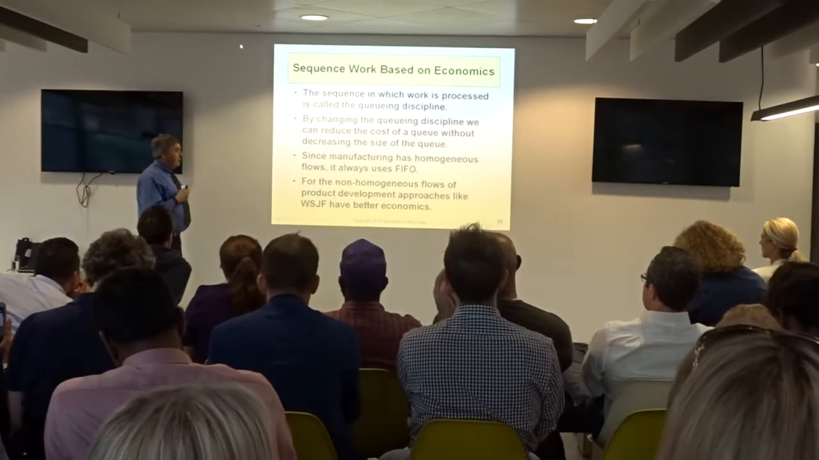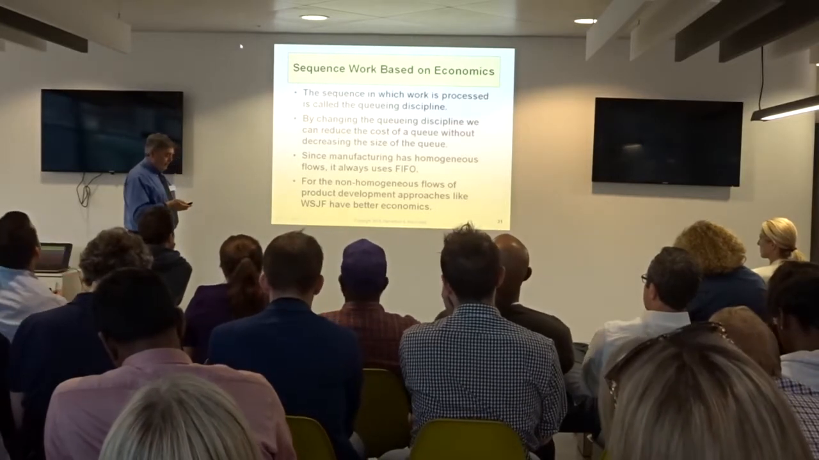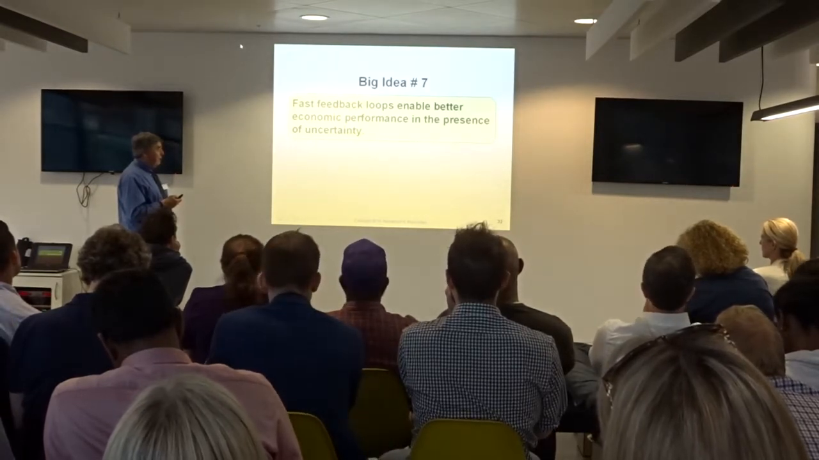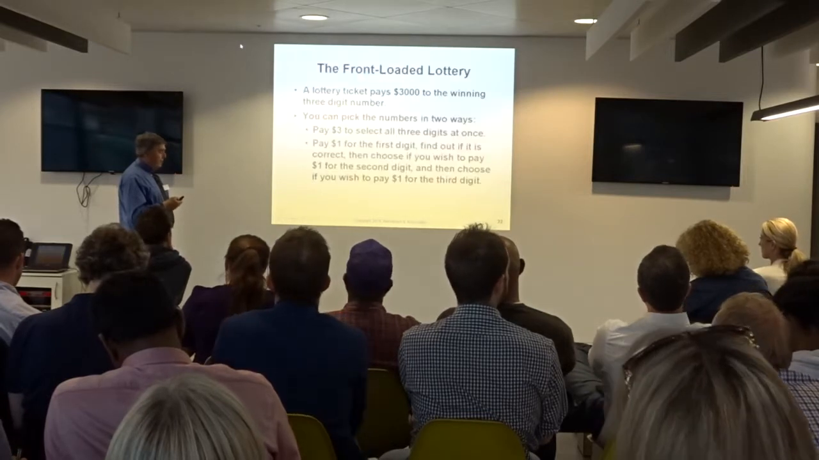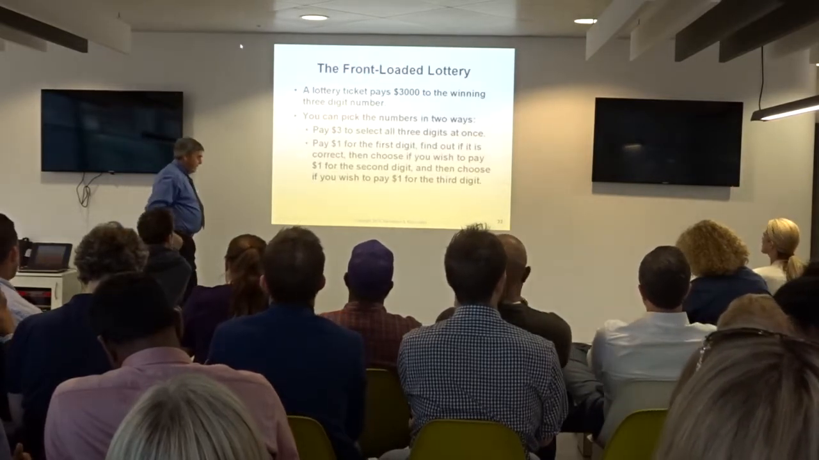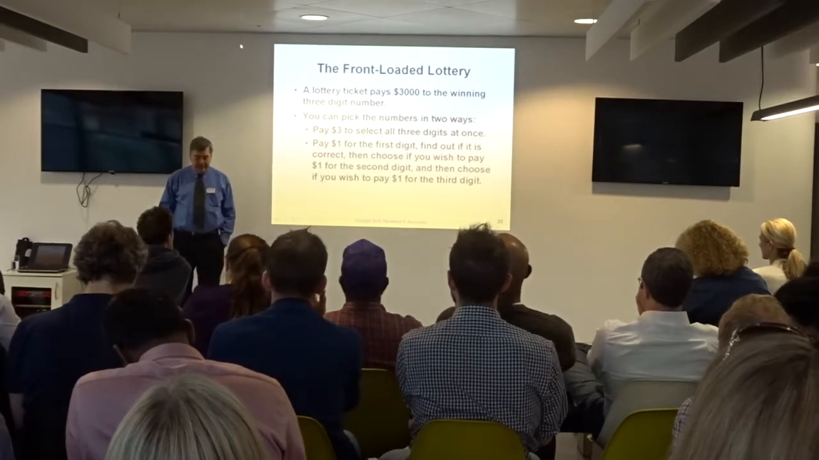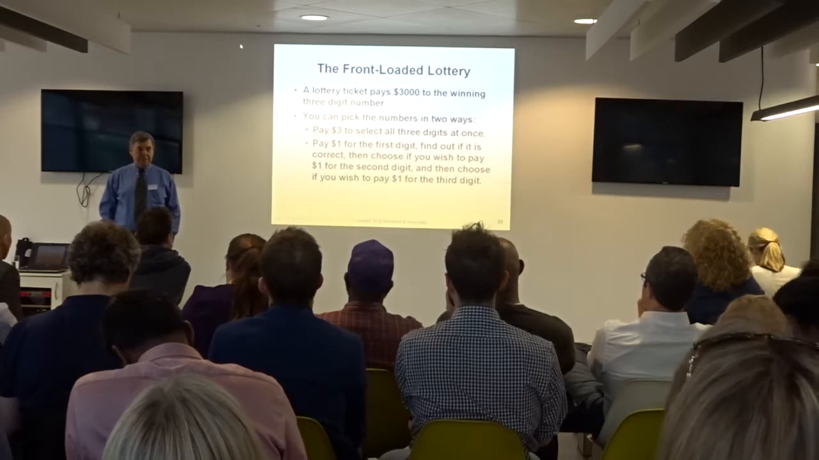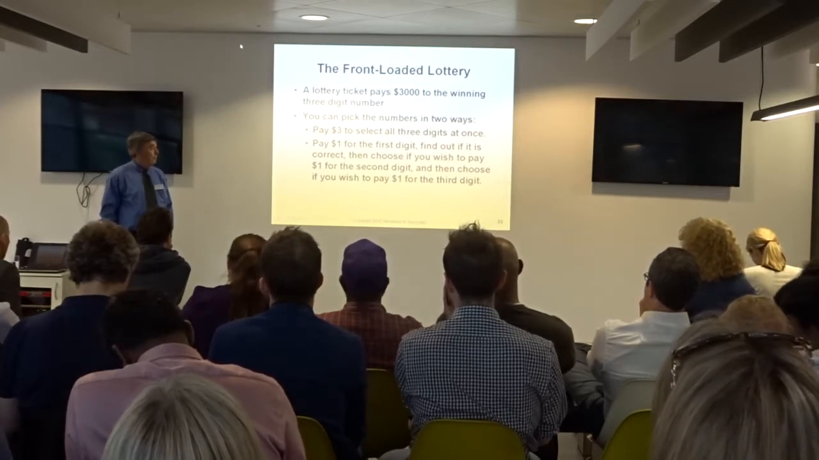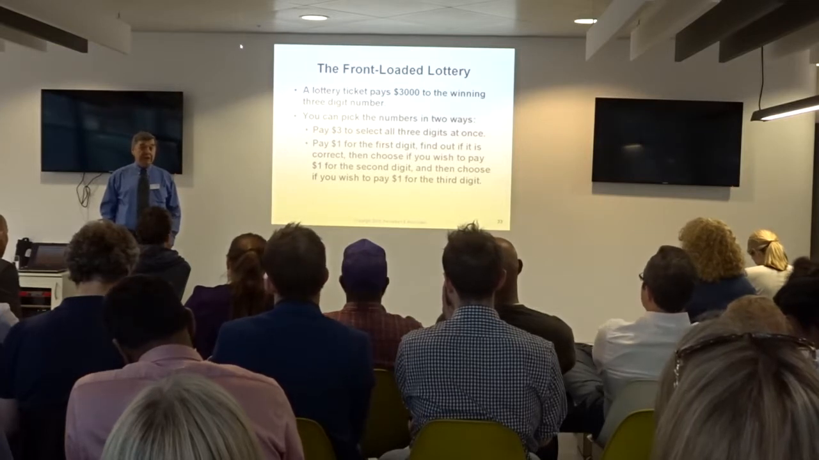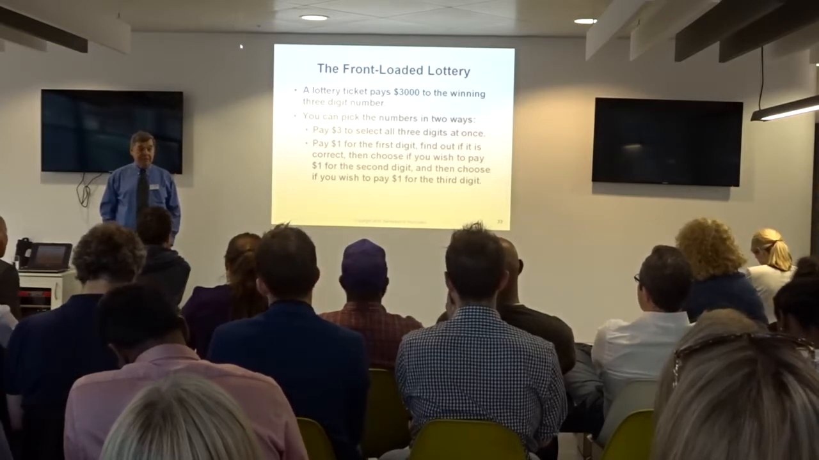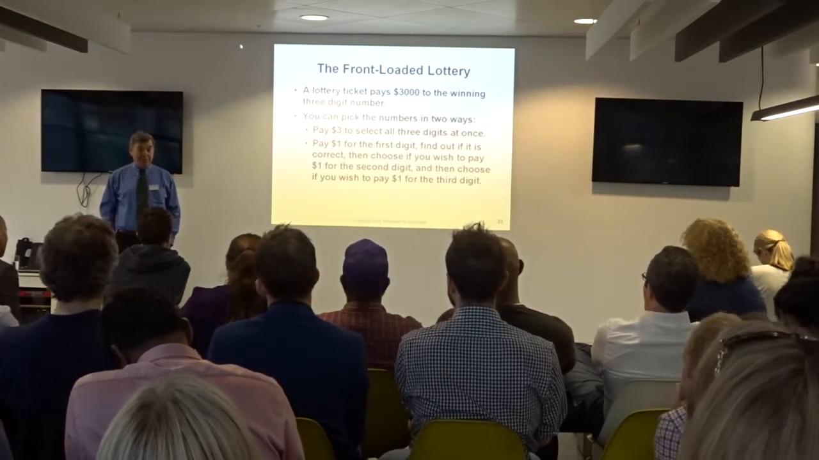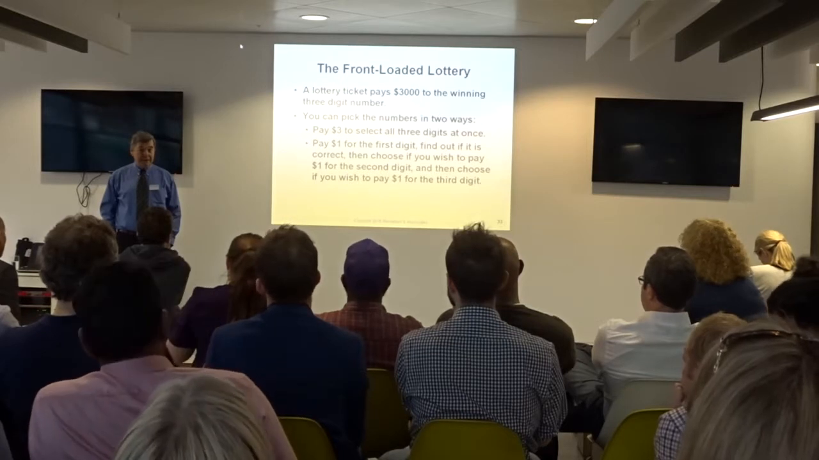Okay, sequencing work on basic economics. I've talked about it. Big idea number 7, feedback loops enable better economic performance in the presence of uncertainty. I used this little toy problem to illustrate the idea. Let's say I was willing to sell you a lottery ticket for $3 that would pay a $3,000 prize if you picked the correct 3-digit number. You'd be able to very quickly figure out that one chance out of 1,000 of winning $3,000 is worth $3, and that is a break-even game.